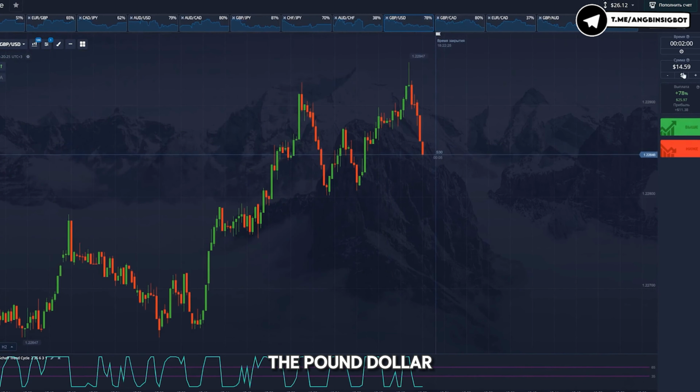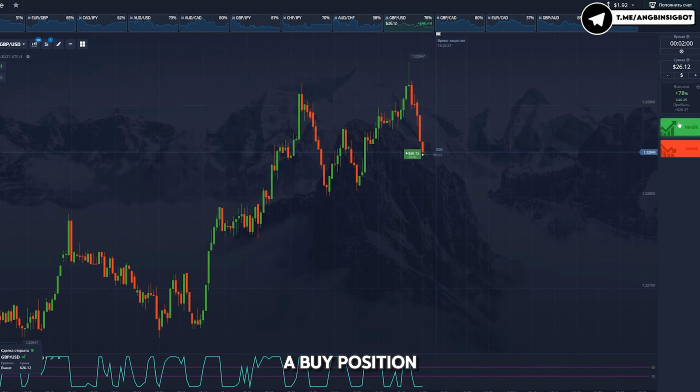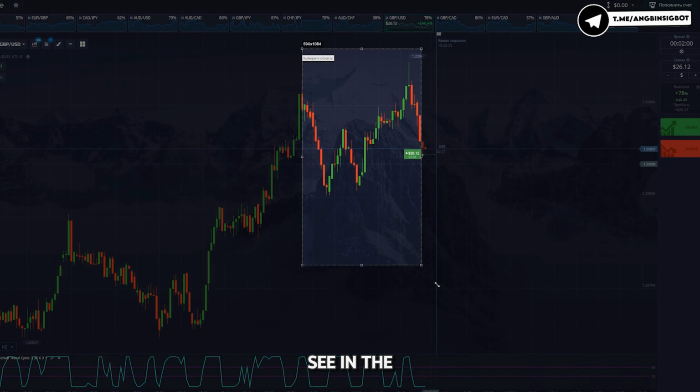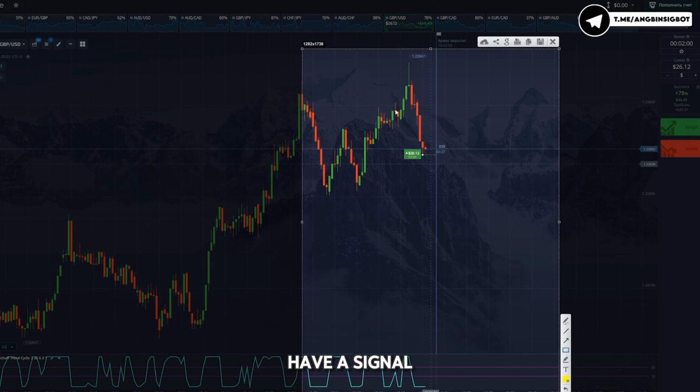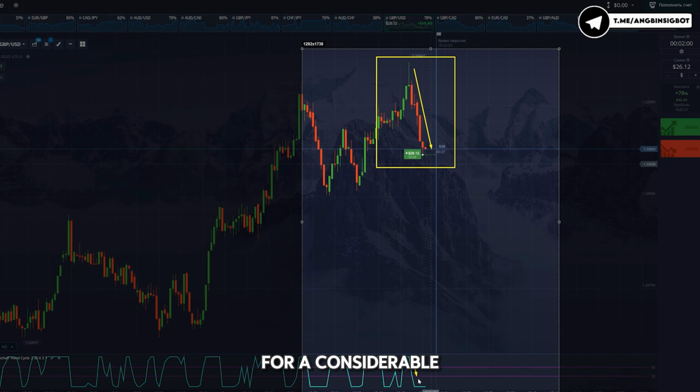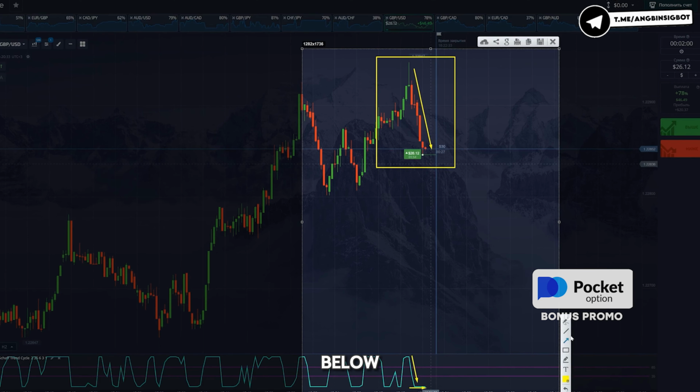Let's focus on the pound dollar. I immediately enter a buy position with all banks. And let's talk right away about what is happening here and why I entered a buy position. As you can see in the bottom indicator, we did not have a signal, but for some reason I decided to enter upwards. As you can see, the price has been declining in this range for a considerable time. This is evident both on the chart and on the indicator below.